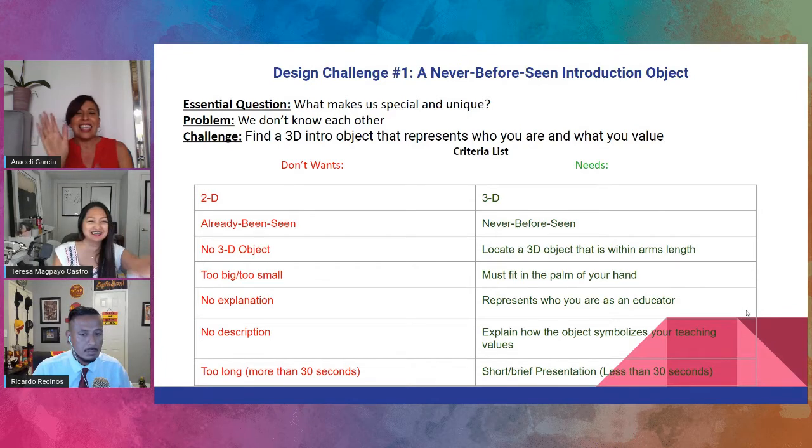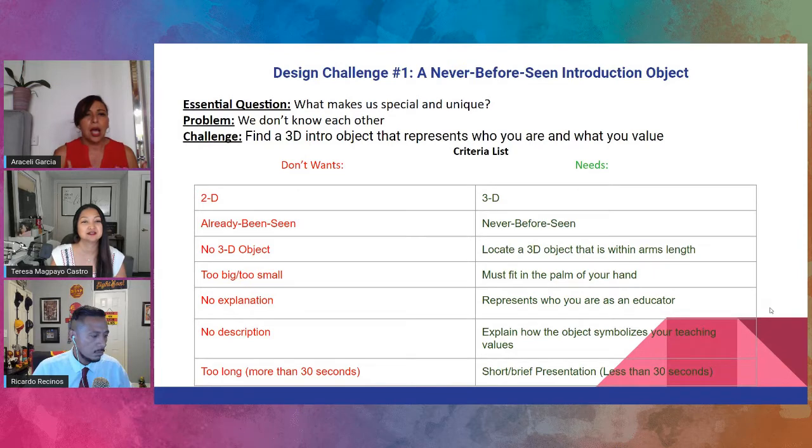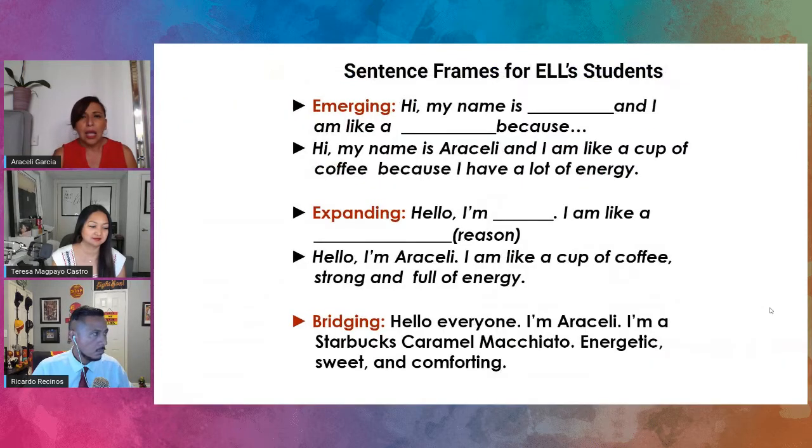So there you'll see it needs to be 3D. I don't say it has to fit in your palm. It could be bigger than that. It has to represent who you are as a person. You're going to give a short little description. If I was teaching a class, and of course we have a lot of students who are English learners, we want to make sure we honor their language, and we also want to make sure that they get the support. Go ahead and go to the next slide, and I give them a sentence frame.